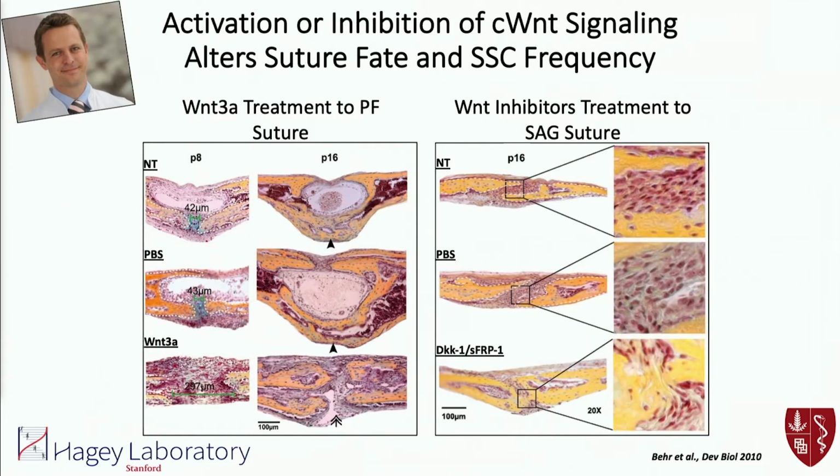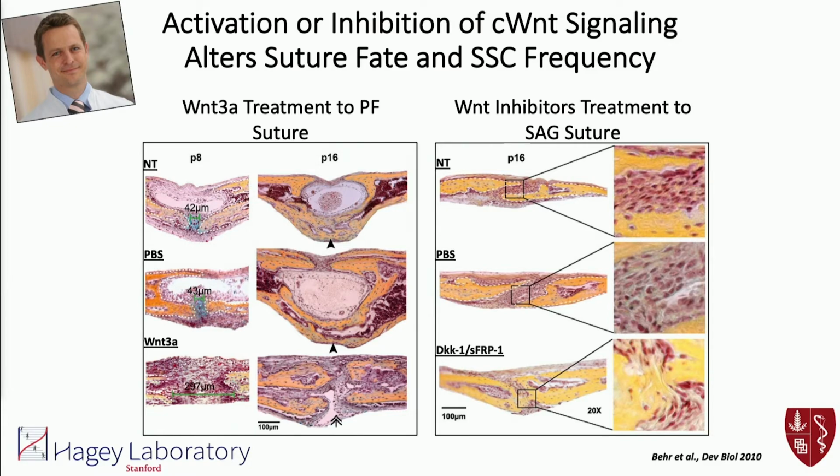Given these observations, we then turned our attention to a series of experiments that were previously performed in the lab by a postdoc, Dr. Ben Bjorn. In these experiments, Bjorn was able to demonstrate that activation and/or inhibition of canonical Wnt signaling could alter the suture fate, either driving patency or inducing fusion.